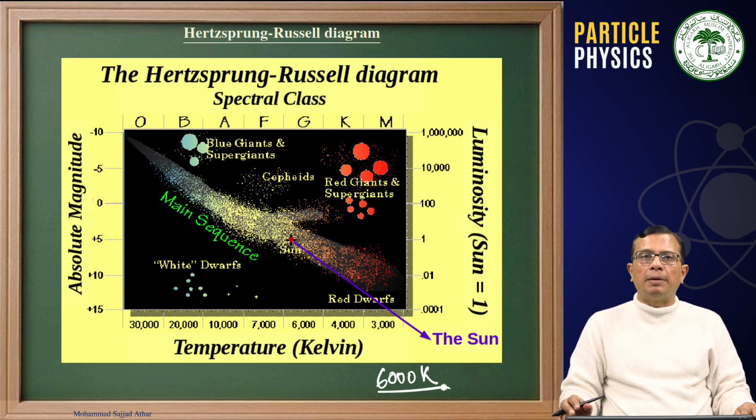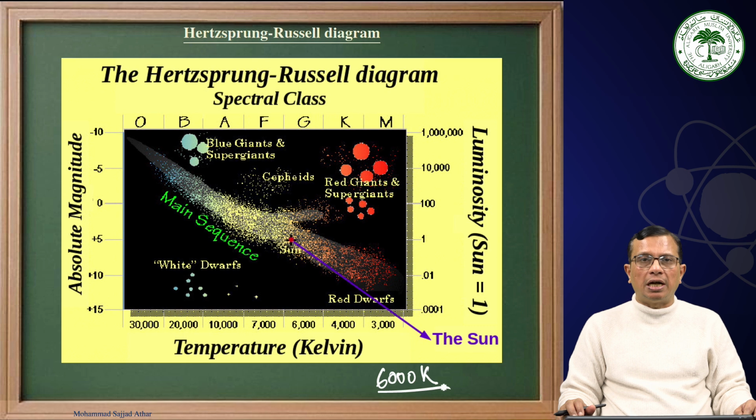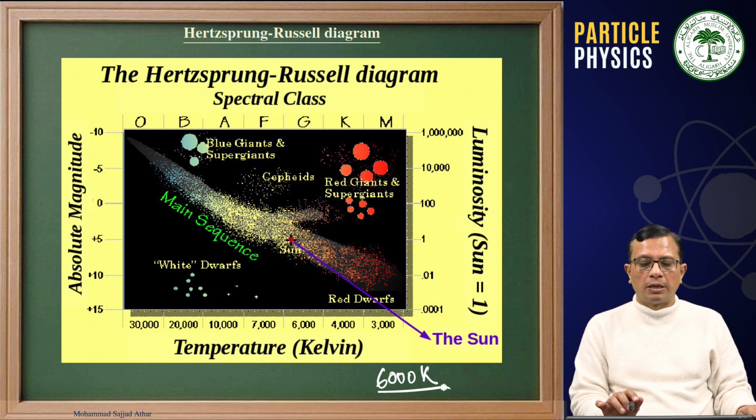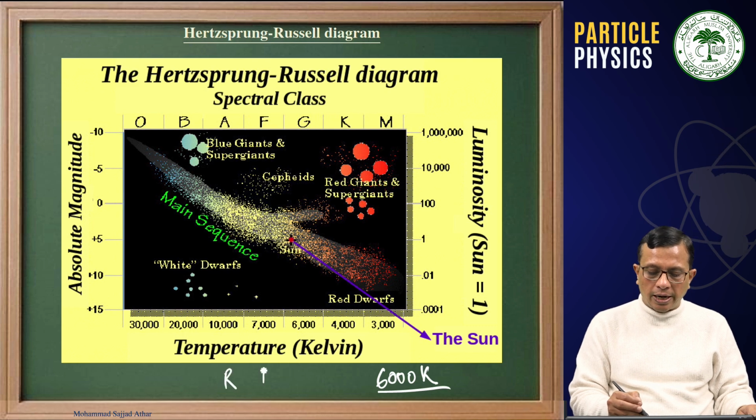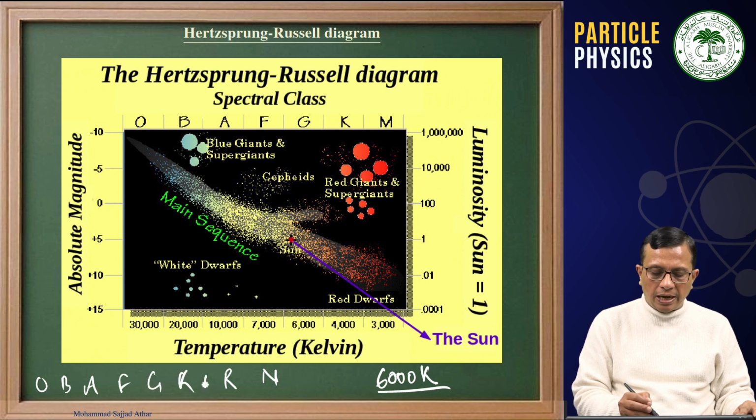The surface temperature means the average temperature of the photosphere, the surface which we see every day. Similarly, there is a surface for every other star, and we know there are trillions of stars in the universe, and they are not all of the same type. In fact, in the literature, we divide them into 7 broad classes known as the spectral class. They are O, B, A, F, G, K, M, and then there are 2 more, R and N. Therefore, O, B, A, F, G, K, M, R, N.